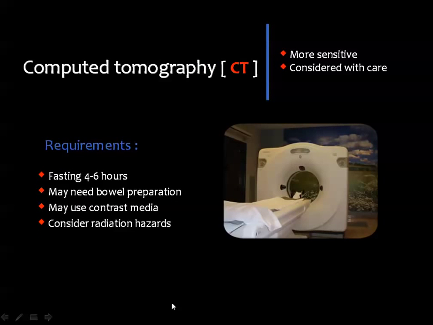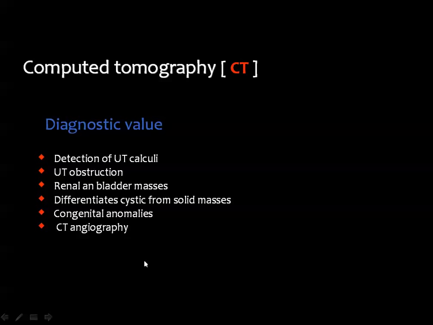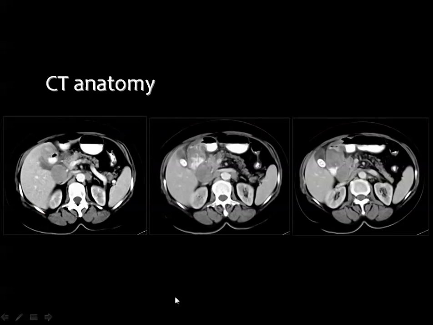Then the CT scan usually requires the injection of contrast media. It is relatively more invasive compared to ultrasound, and the injection of contrast media may initiate some of the reactions, as I have said. And CT is valuable in detection of urinary tract calculi, detection of the level and the cause of obstruction, differentiation between cystic and solid masses, and in assessment of congenital anomalies, as well as in the detection of the renovascular abnormalities.